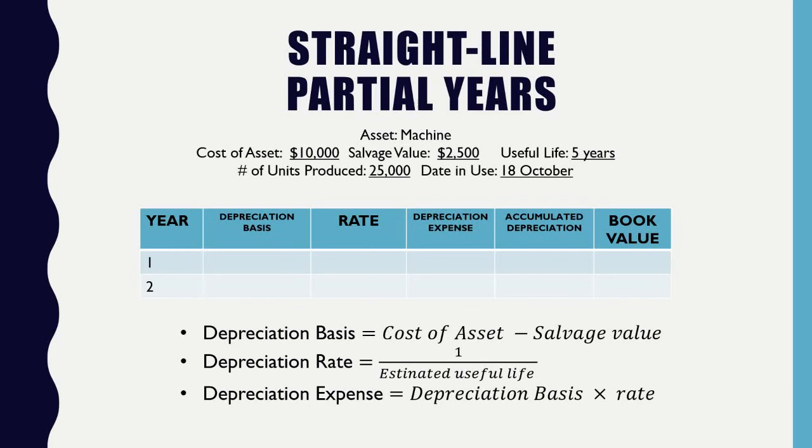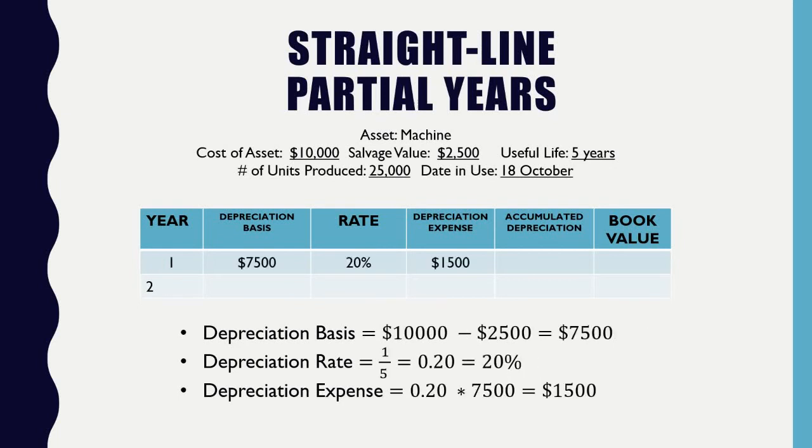7,500. What's my depreciation rate? 20%. So therefore, what is my total depreciation expense? $1,500. All right. But now, because we know that we placed the asset into service as of October 18, and we only need to calculate depreciation for the month of November and December, we only need to do 2 months.